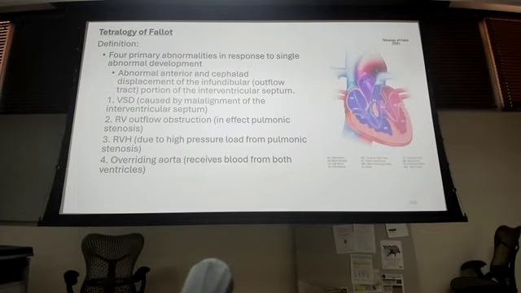Then we talked about cyanotic lesions, and there's only 2 cyanotic lesions that we talked about. We talked about tetralogy of Fallot, where tetra meaning 4, you've got 4 things that develop that cause some physiologic changes.